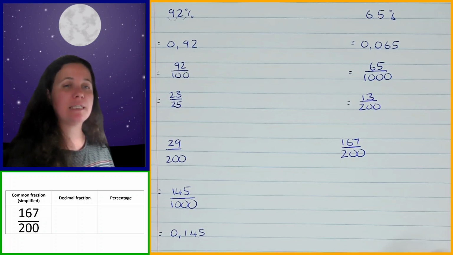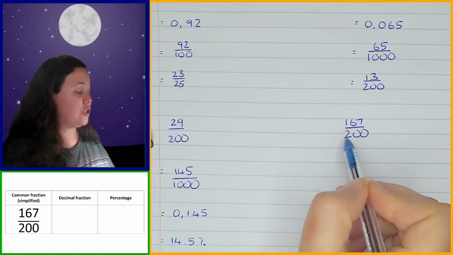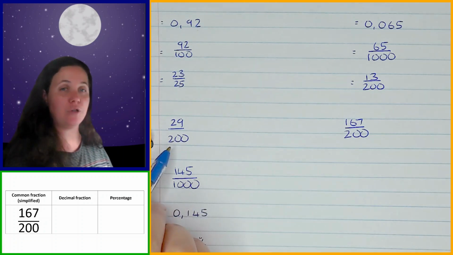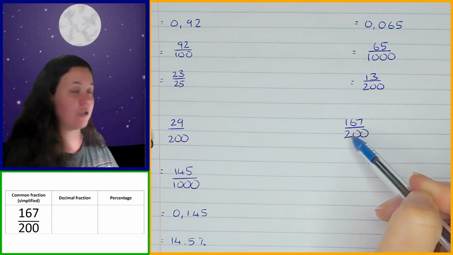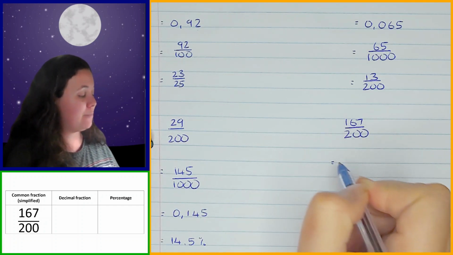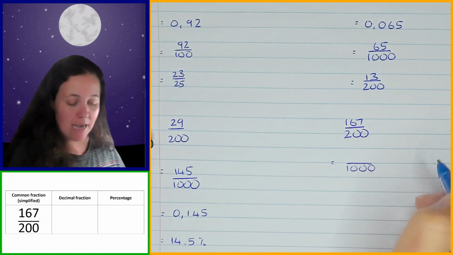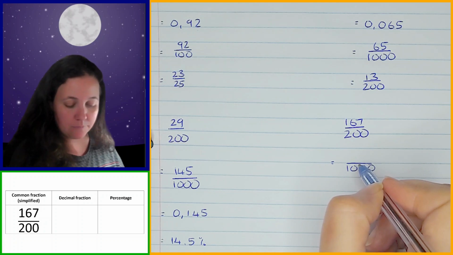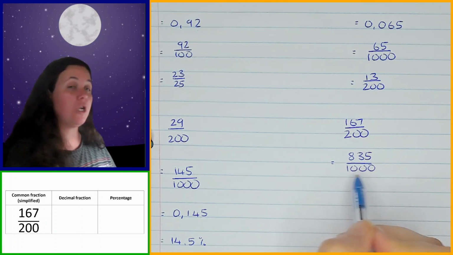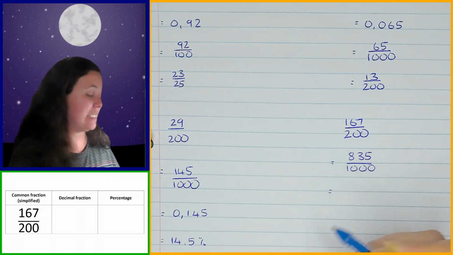Okay, so 167 over 200. First, I'm going to work out my decimal fraction. To convert this to something over 1,000, I'm going to multiply by 5, just like I did for this one. Now it's not always going to be something over 200, but in this case it happens to be for both of these. So now I'm going to convert that by multiplying by 5. That gives me something over 1,000. And that is going to be 835.